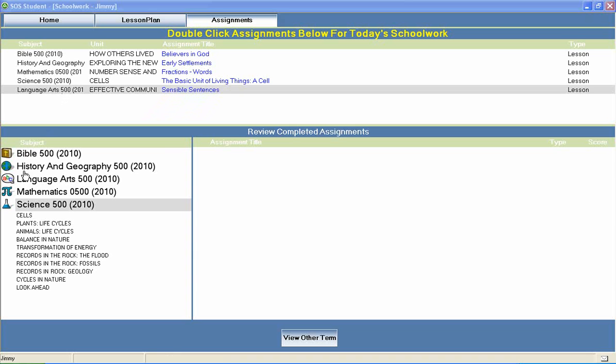In Switched On Schoolhouse 5th grade science, your students will study general science topics like cells, animals, life cycles, transformation of energy, records in the rock, fossils, cycles in nature, and much more. Now let's take a look at a 5th grade science lesson to see how concepts like these are covered.